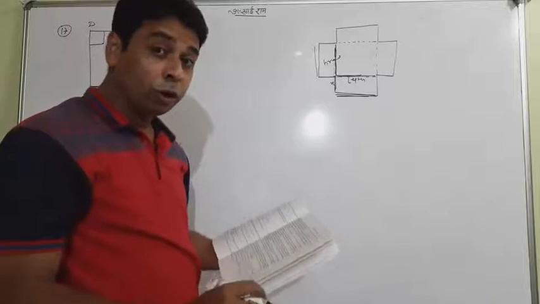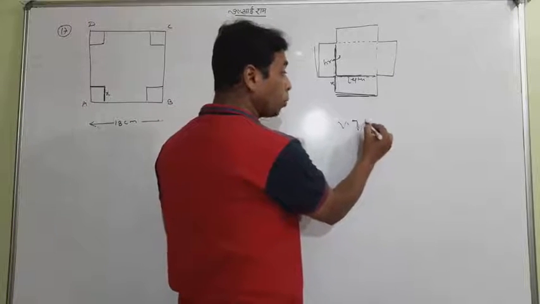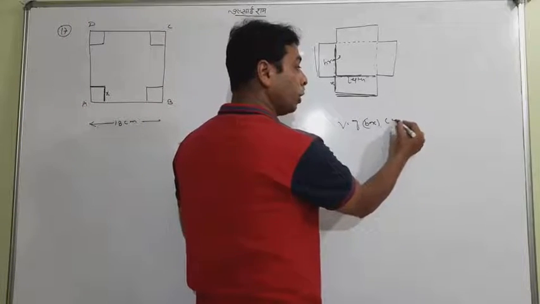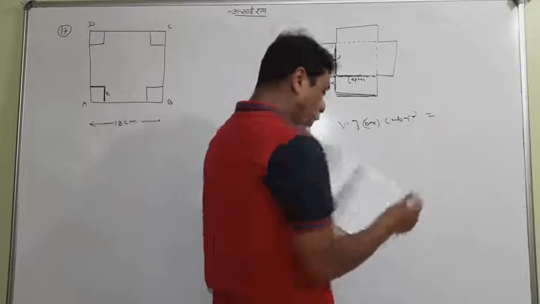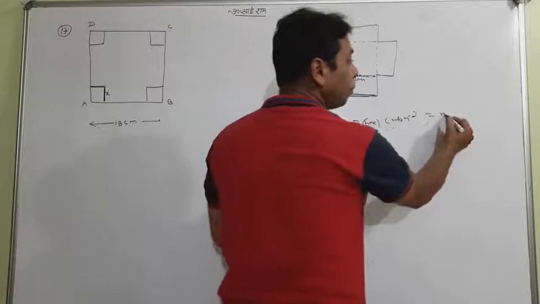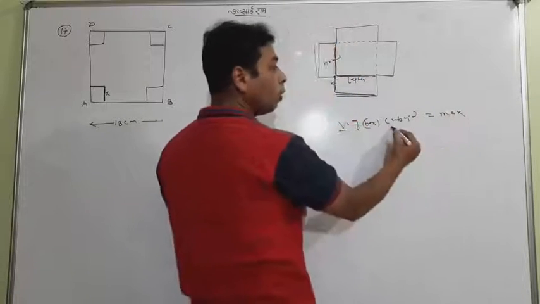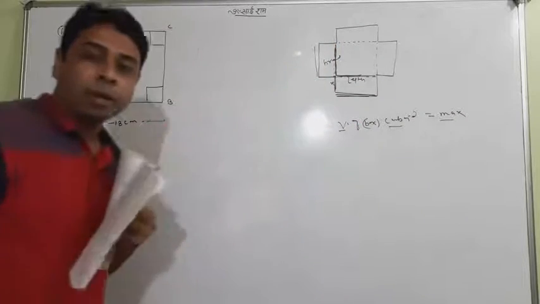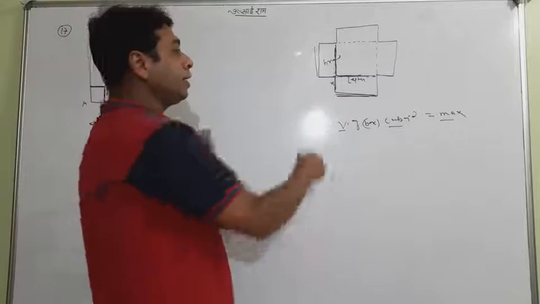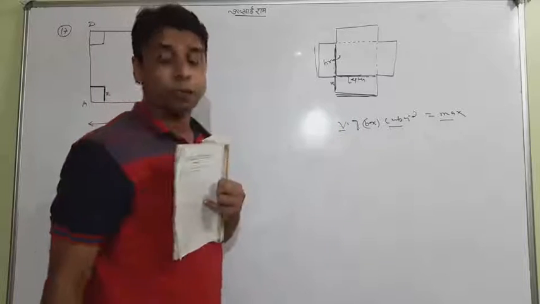What is the meaning of volume? Volume of the box. What is the box? The box is a cuboid. So the volume of the cuboid must be maximum. We have to show the volume of the cuboid is maximum, and we also have to find the side of the square which was cut off. Okay.